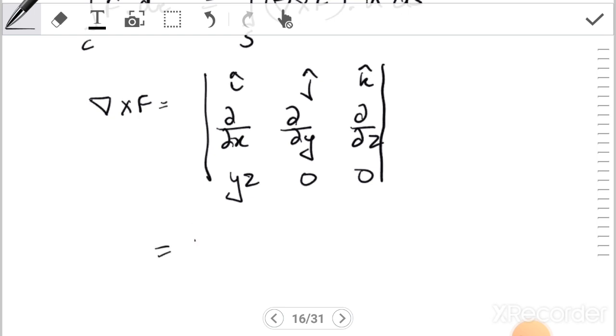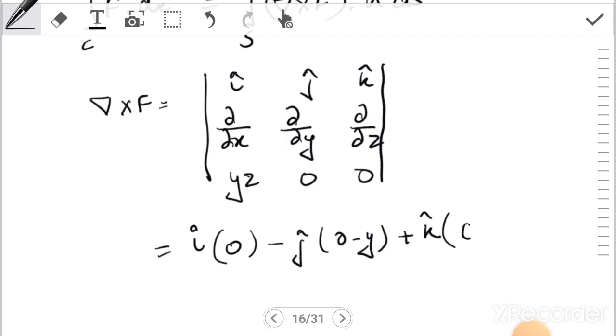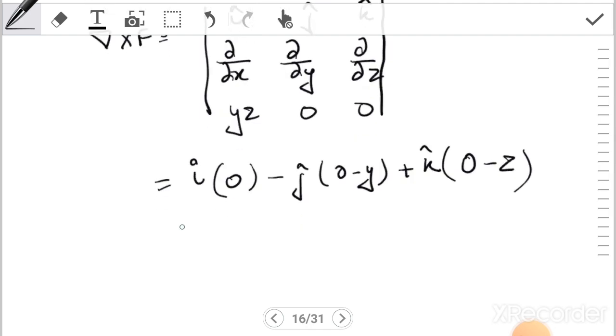Now 0, okay, 0 minus y plus k cap, 0 minus z. So this is equal to 0 i cap, y j cap minus z k cap.